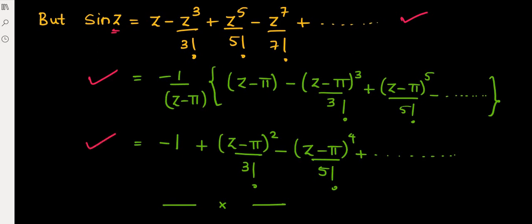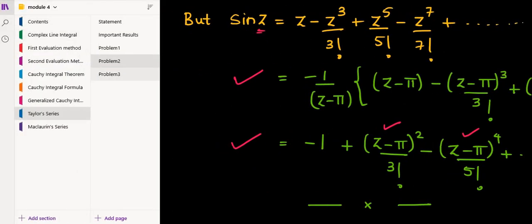this expansion. Now this is the expansion of the given function, which is a Taylor series expansion about the point z equal to pi. If you observe, all the terms contain powers of z minus pi. Now let us proceed with another problem.